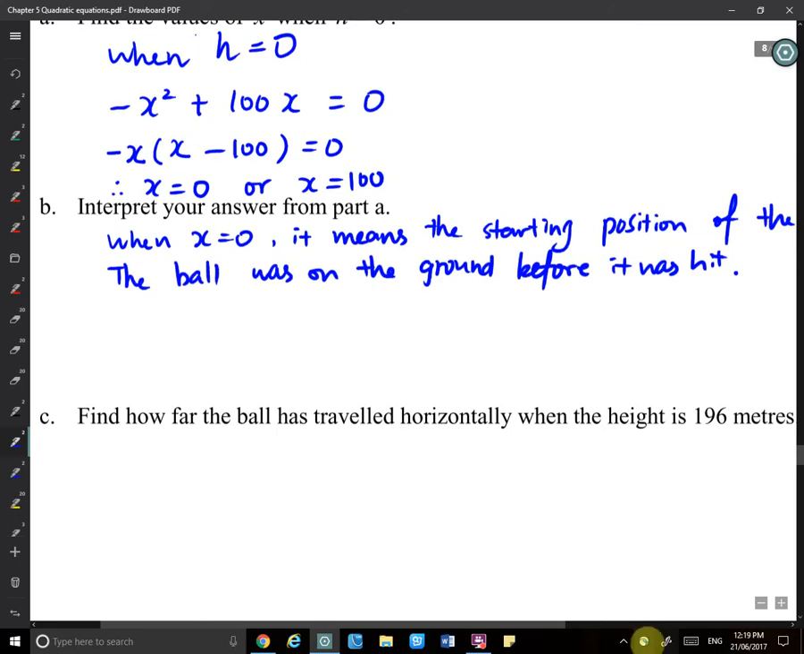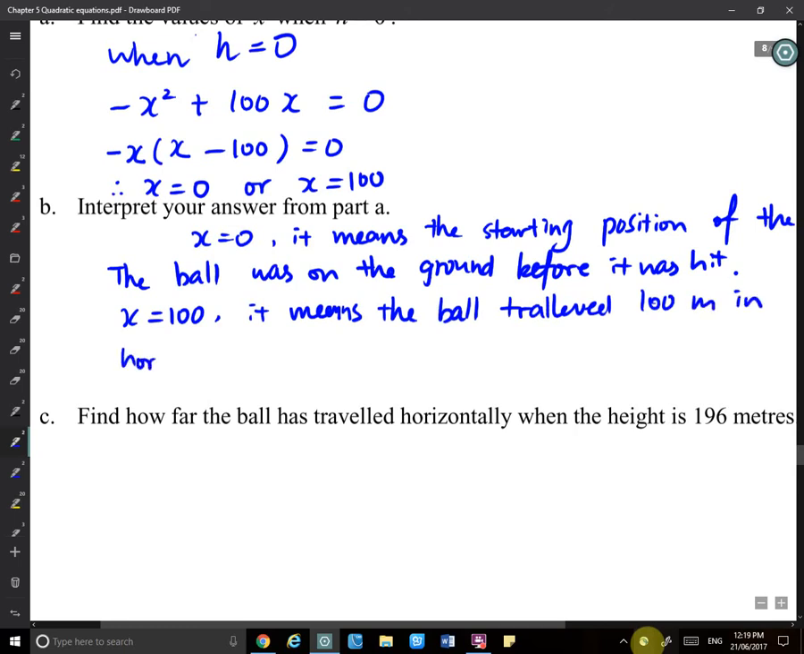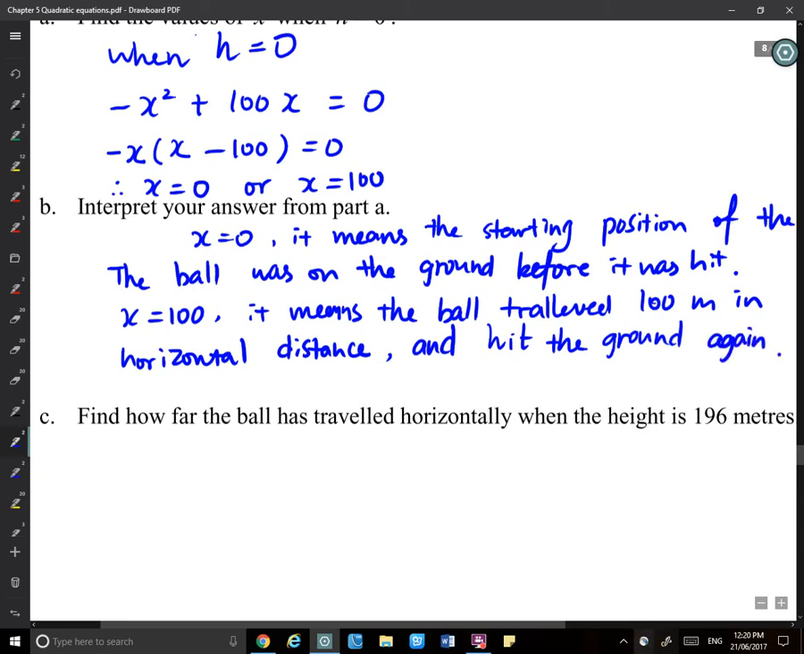X equals 100 means the ball traveled 100 meters in horizontal distance and hit the ground again.